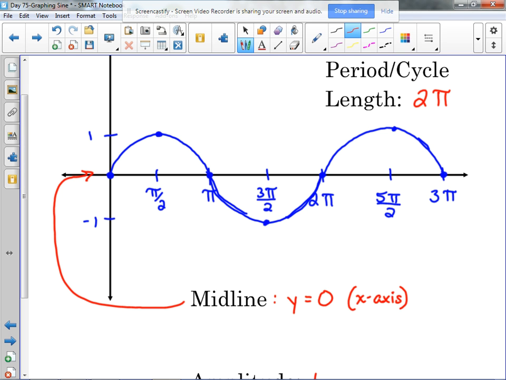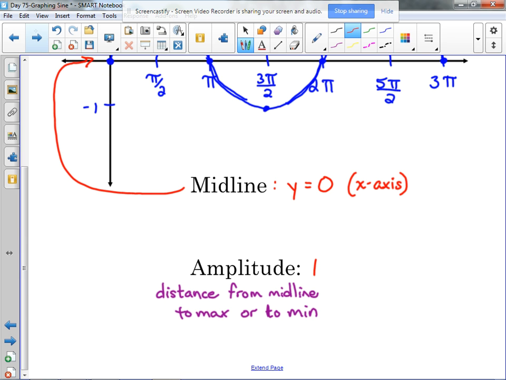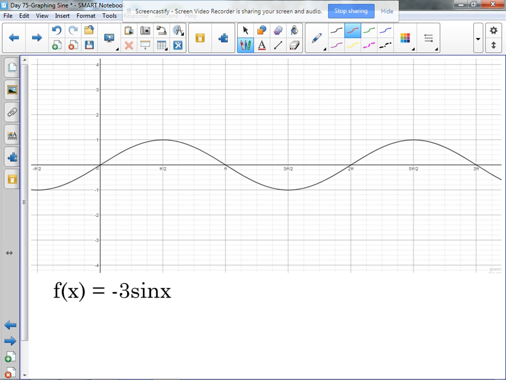Now, I'm going to step away from the graphs you have there on your paper. I just want you to watch for a little while, and then I'm going to let you practice with the ones that are there on the paper. All right. So what if we stick a -3 in front of the sine of x function?